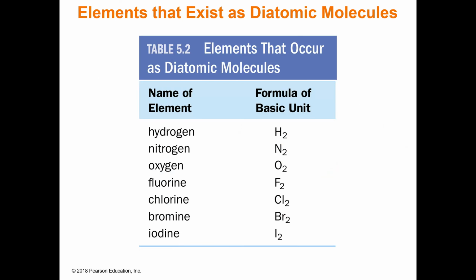Some elements are always found in nature as diatomic molecules, 2 atoms bonded together. These include hydrogen, nitrogen, oxygen, fluorine, chlorine, bromine, and iodine. A handy memory trick: have no fear of ice-cold beer. Each first letter represents one of the diatomic elements.